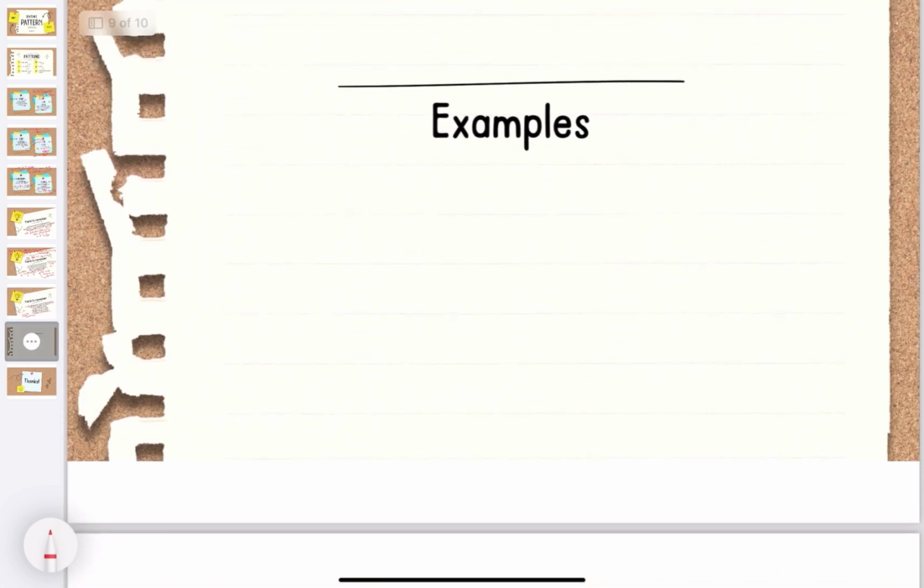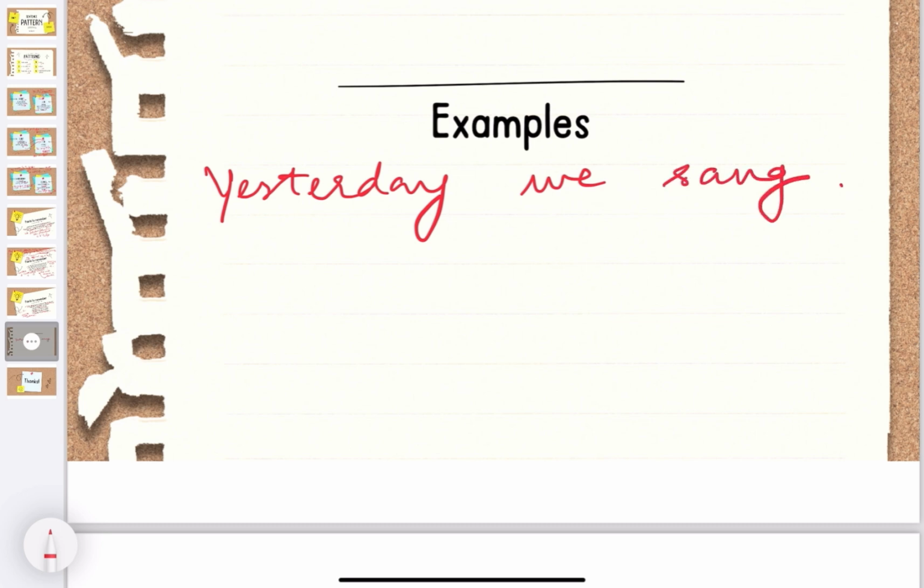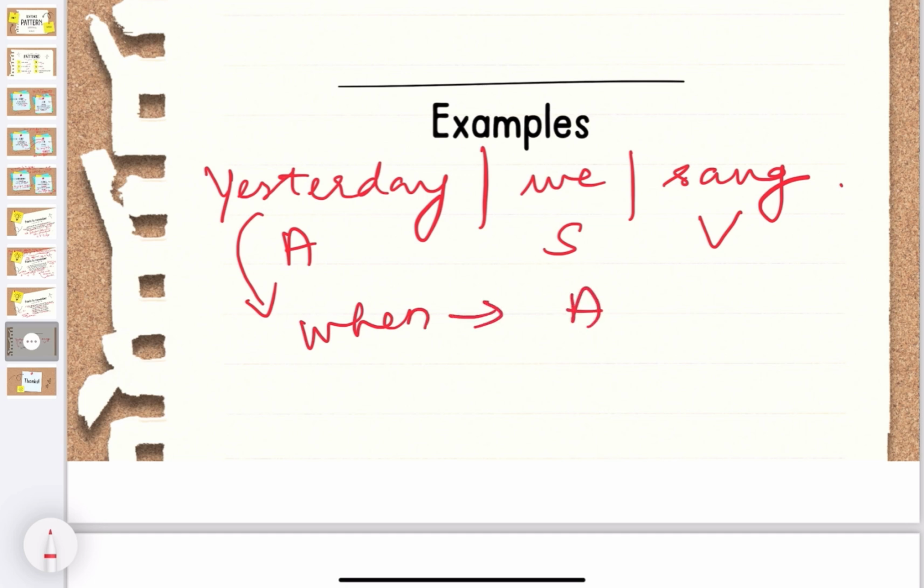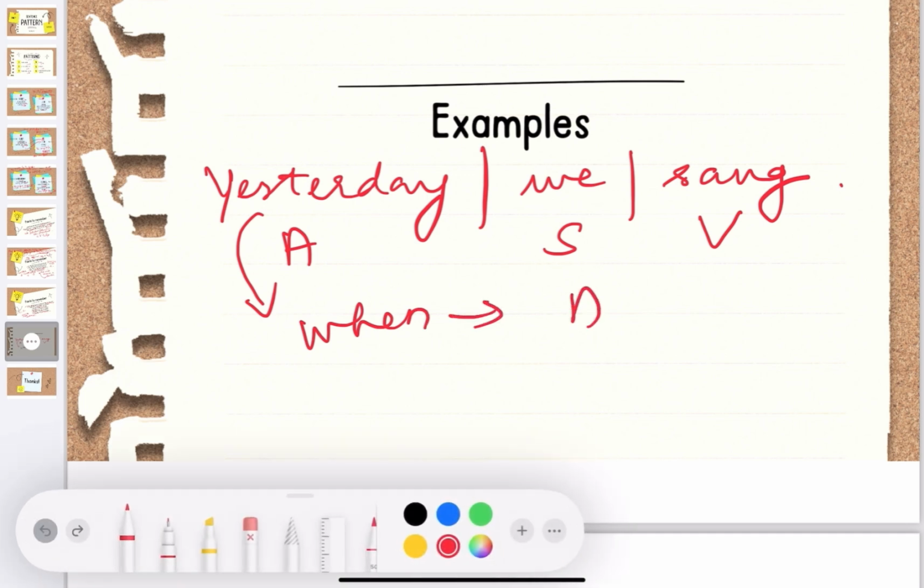So yeah, now let's talk about some of the examples. Try to identify this. Yesterday we sang. What is this? So yesterday is an adjunct. Okay, and then we is a subject, sang is a verb. Yesterday answers the question when, right? So it is an adjunct. We'll move to the next question.